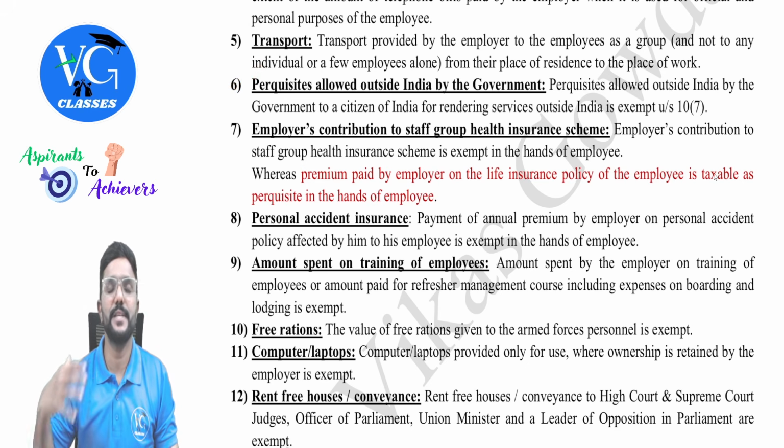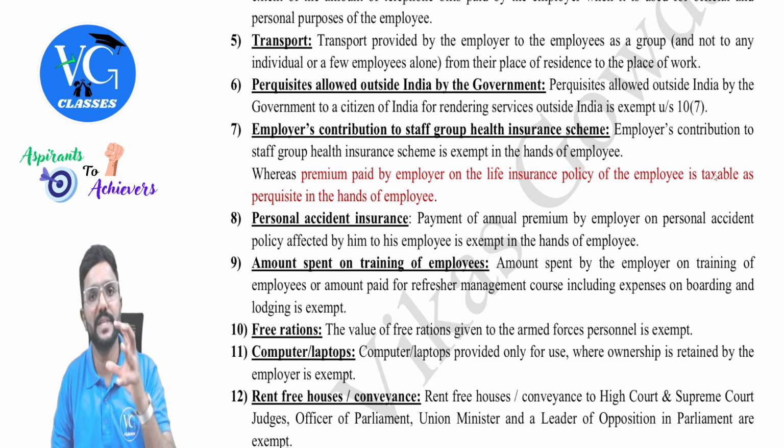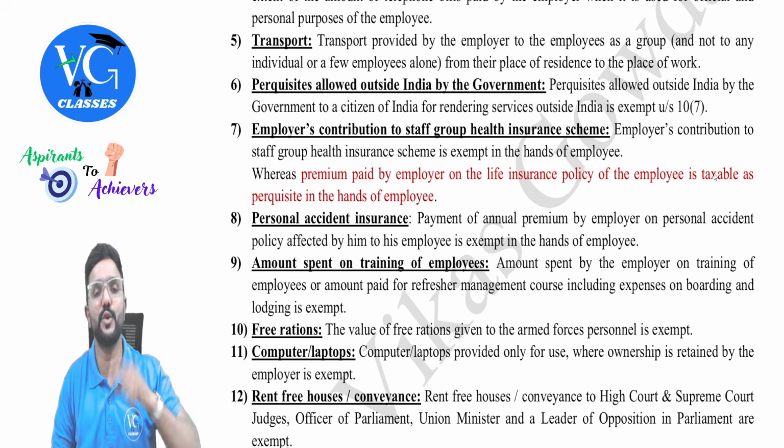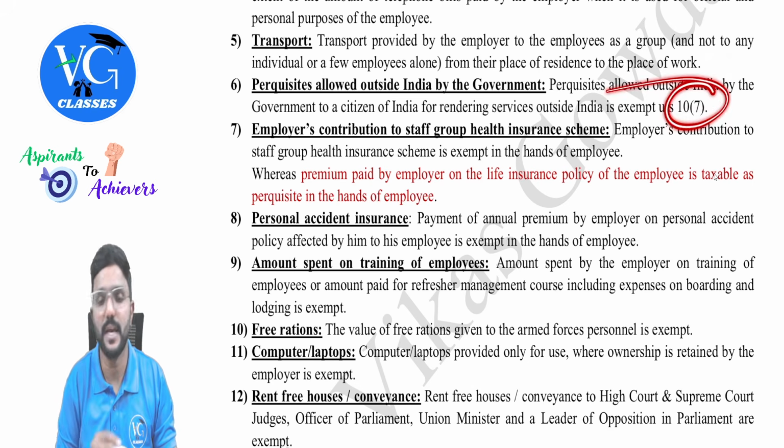Next, perquisite allowed outside India by the government. If the central government is providing any perquisite, including allowances, for a citizen who is providing services from outside India but to the Indian government, then all the allowances and perquisites will be exempt, guys, as per section 10 clause 7.